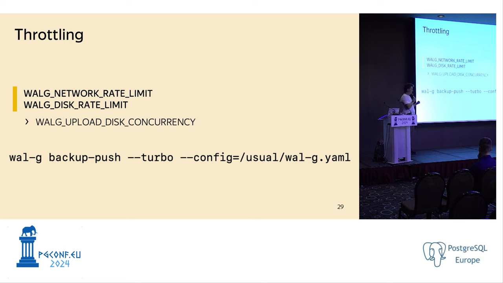Another interesting feature is that we can leverage many disk queues. Normally we read files only serially, one by one, because you don't really need fast backups, usually. Unless turbo is specified, then you have high concurrency reads from disk, and it actually affects Postgres heavily, because a turbo backup will consume all the available resources, and your transactions per second capacity will be reduced severely.